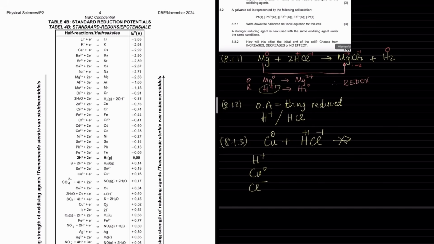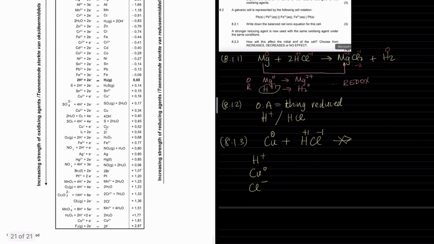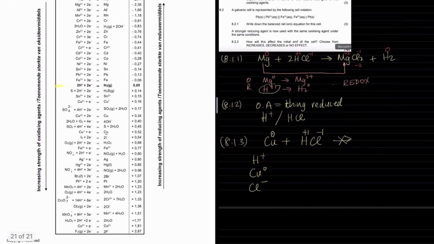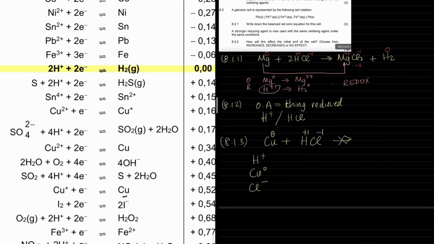So let's take a look and try to find this hydrogen ion. So where's H plus? If you scour this table, you'll find, okay, there's H plus. The 2H plus plus 2 electrons gives you H2. Then we need to look for copper 0. So I'm seeing here, this is not copper 0. So there's no copper 0 in this reaction. So I'm not going to highlight it.